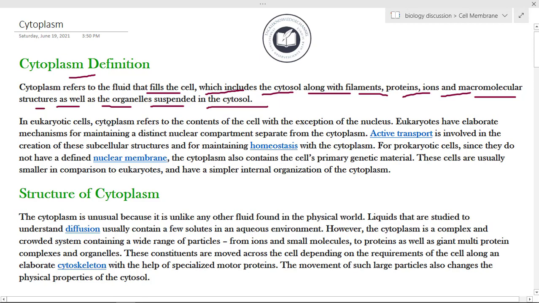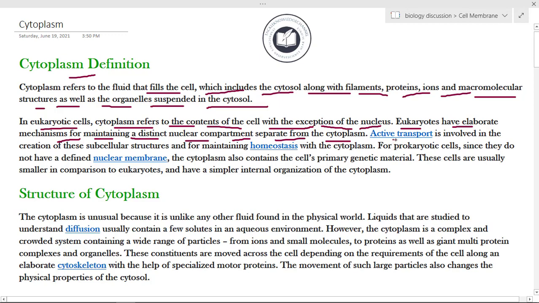In eukaryotic cells, cytoplasm refers to the content of the cell with the exception of the nucleus. Eukaryotes have elaborate mechanisms for maintaining a distinct nuclear compartment separate from the cytoplasm.